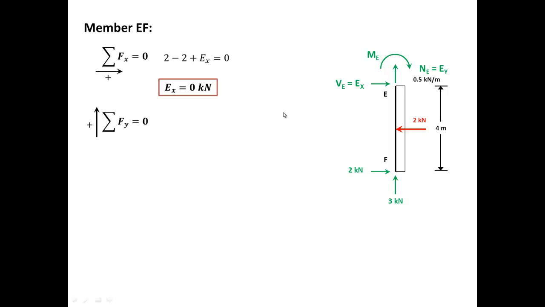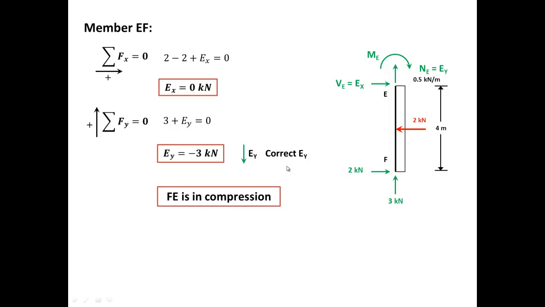Now let's do the Fy. Summation of the forces in the y direction equals 0. So I have 3 plus EY equals 0. So EY is minus 3. The way I drew it, I assumed it to be this way, so it should point downwards. And if you have a member and the two forces are pushing the member, basically the member is in compression. Just keep this note in mind.